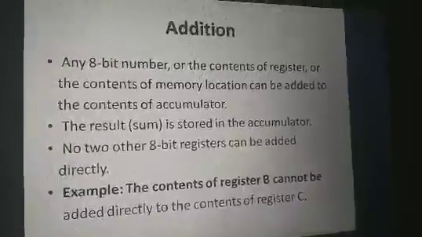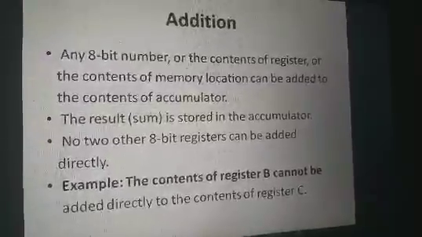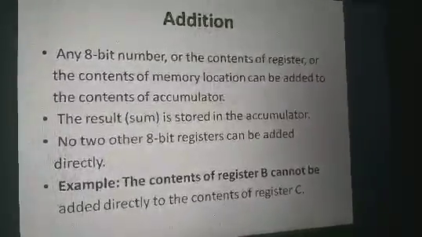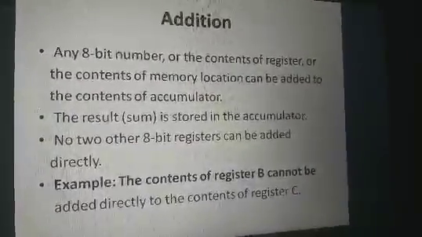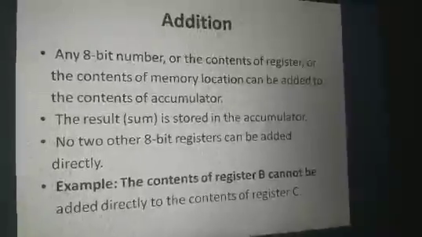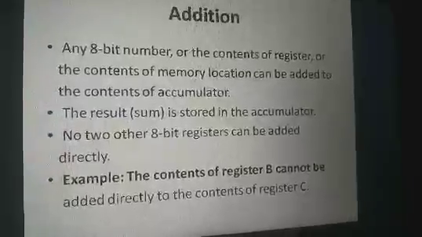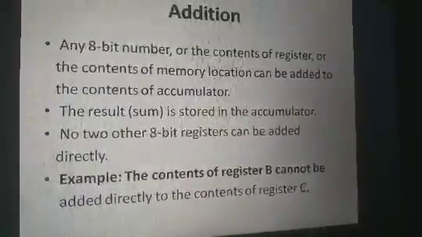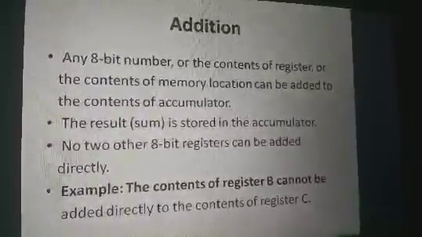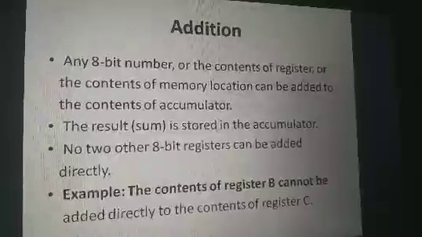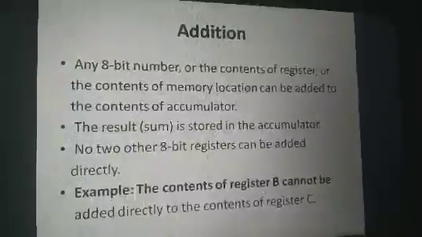Also, one number will be stored in the accumulator. So the two conditions are: while adding two numbers, the first number will be present in the accumulator and the second number may be present either in a register or in memory, but the final result will always be stored in the accumulator. No two other 8-bit registers or 16-bit registers can be added directly. We can't add two numbers stored in registers directly or two numbers stored in memory directly. We have to store one number in the accumulator, and this is the most important condition of the 8085 microprocessor addition instruction.